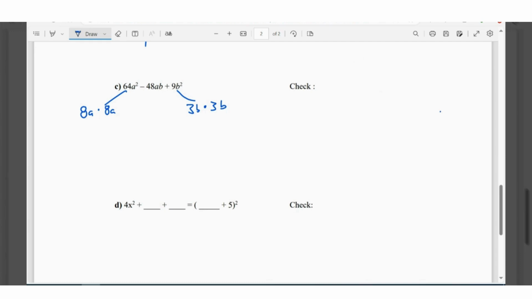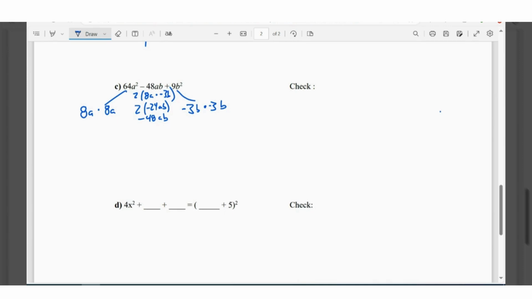And is it true? We have a negative 48. So likely these got to be negatives. They're going to multiply to a positive 9, but add to a negative. So is it true that this is 2 times 8a times negative 3b? So is it true that this is 2 times, that's going to be negative 24ab? Yeah, it looks like it. 2 times negative 24 is going to give us a negative 48ab. So I think we're in the money.